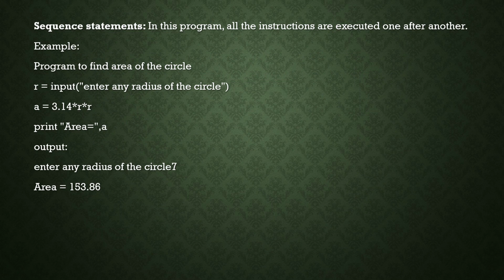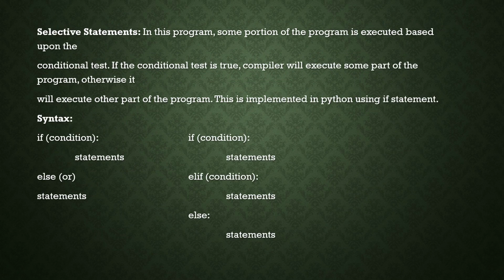Here output, enter any radius of the circle. Here it is given 7 and area is equal to 153.86. Okay, these are about sequence statement. Okay, next move on to the next one, that is selective statement or selection statement.